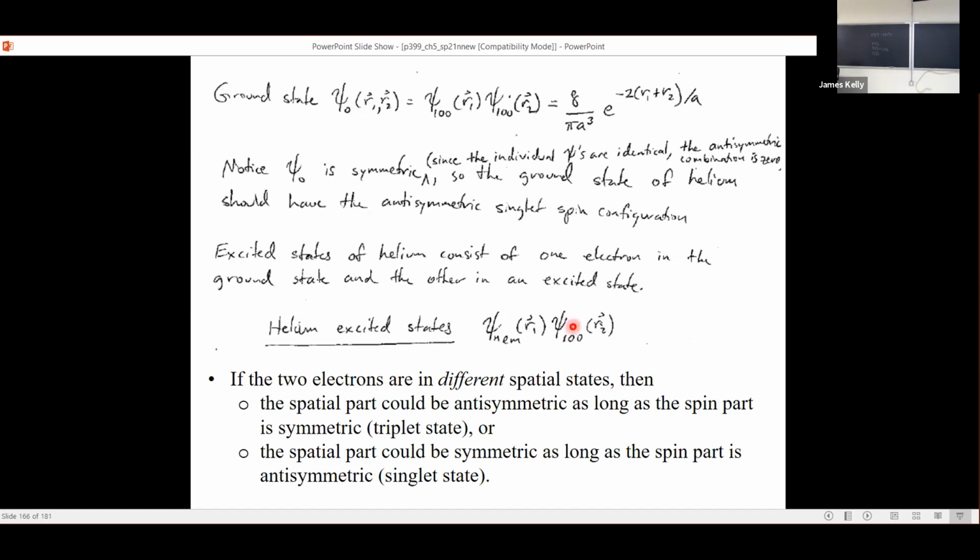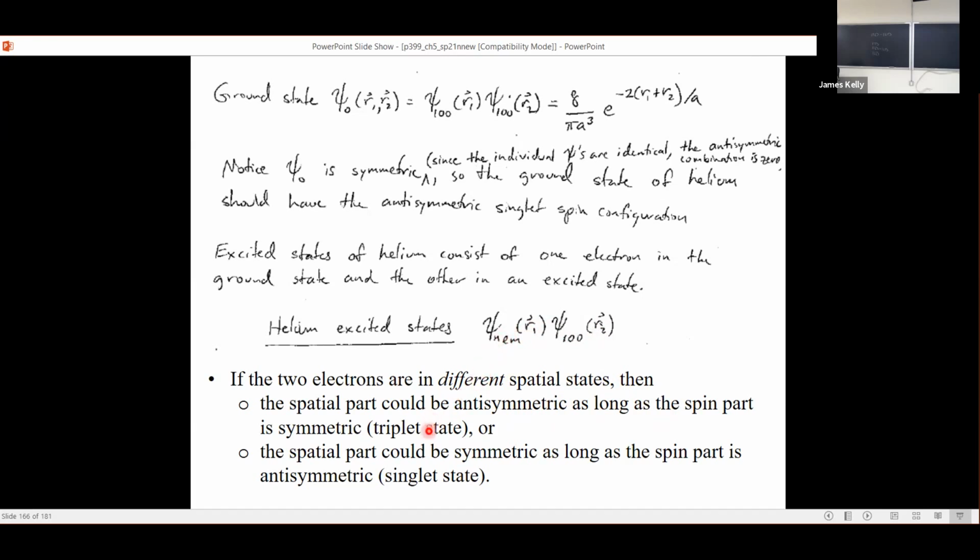Okay, and now just a reminder that if the 2 electrons are in different spatial states, and here we're talking about one in an excited state and one in the ground state, we have 2 possibilities for how the spin part could have symmetry or anti-symmetry. The spatial state can be anti-symmetric under interchange, and we can make it that way just by anti-symmetrizing this one with this one, right? This product doesn't have any symmetry under the interchange of R1 and R2, but if I symmetrize it, that would make the spatial state symmetric.